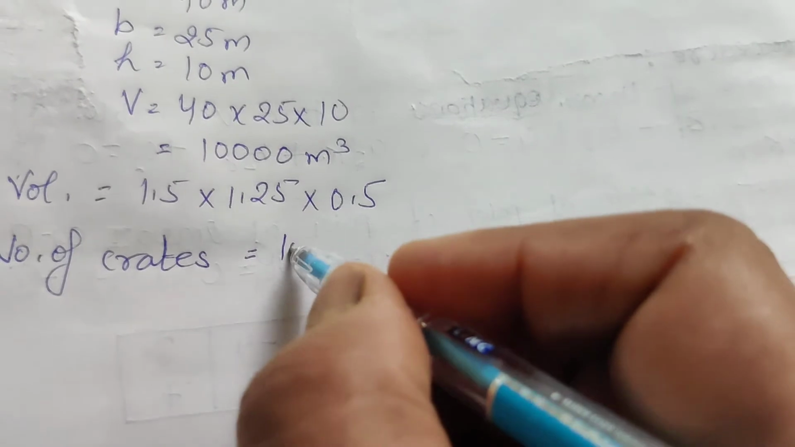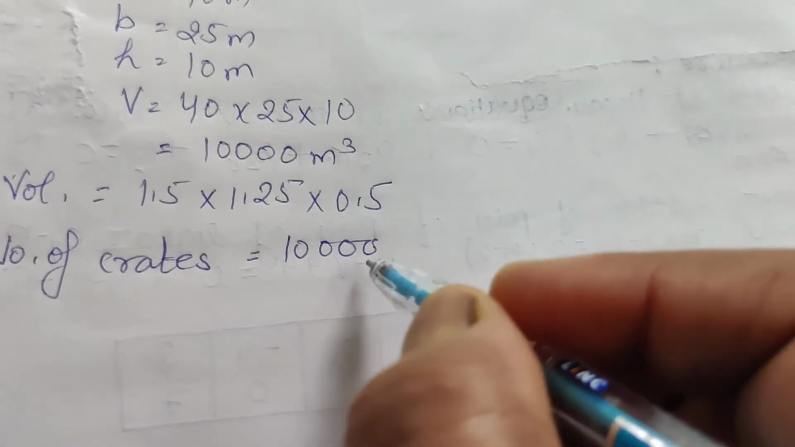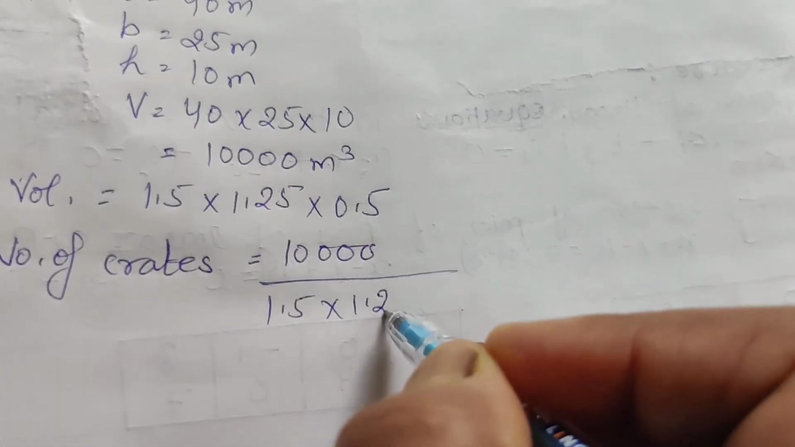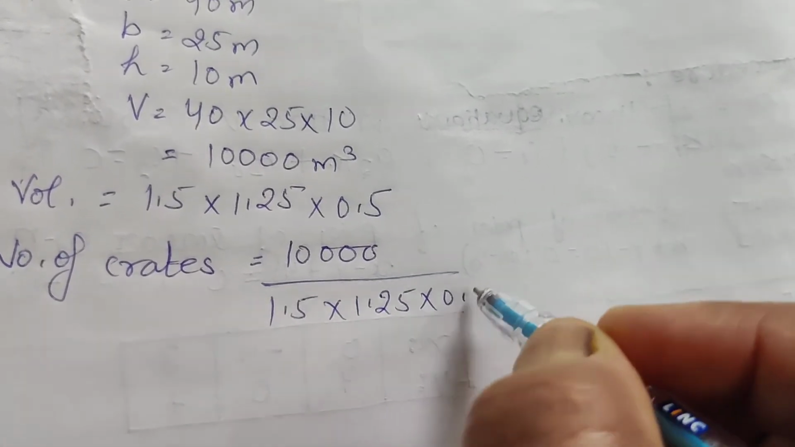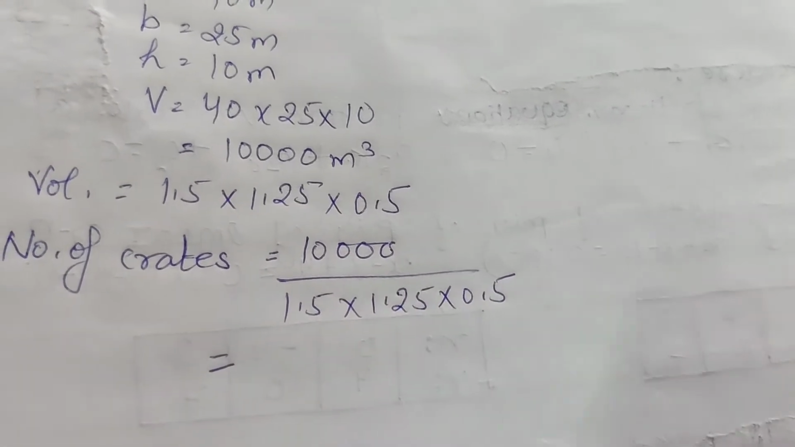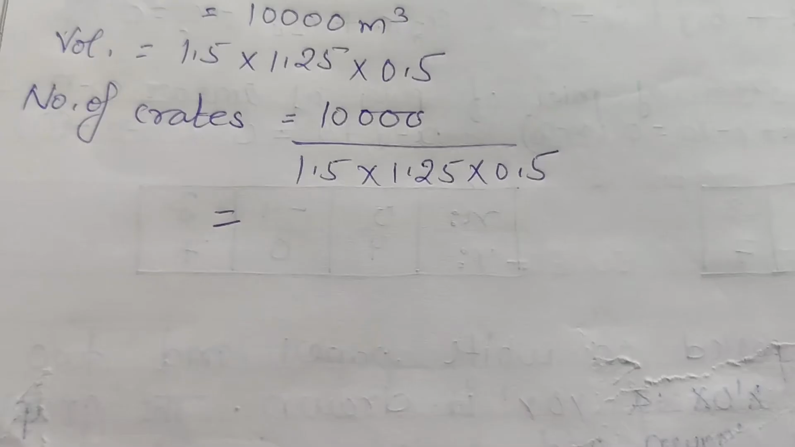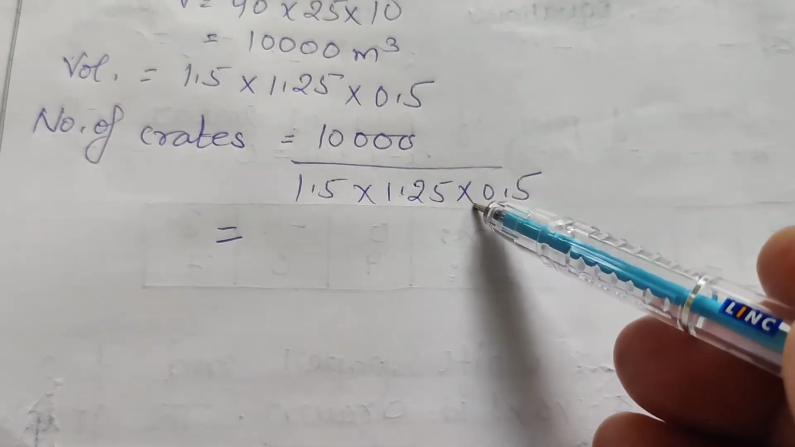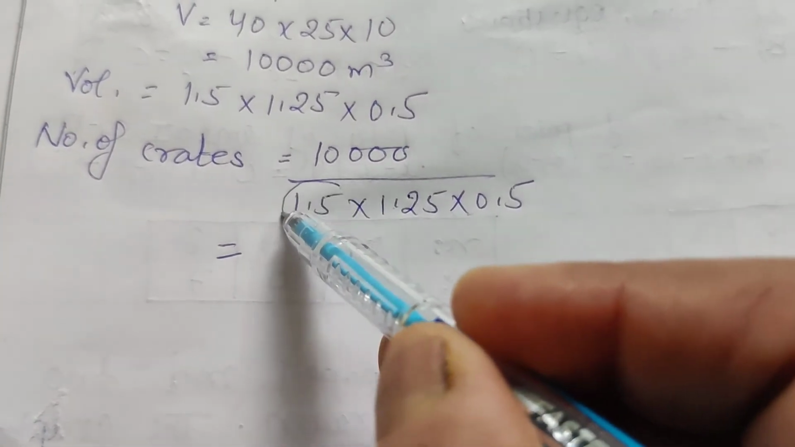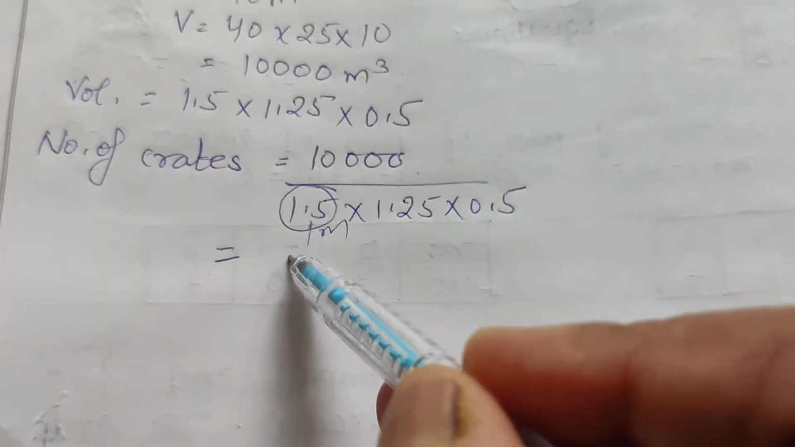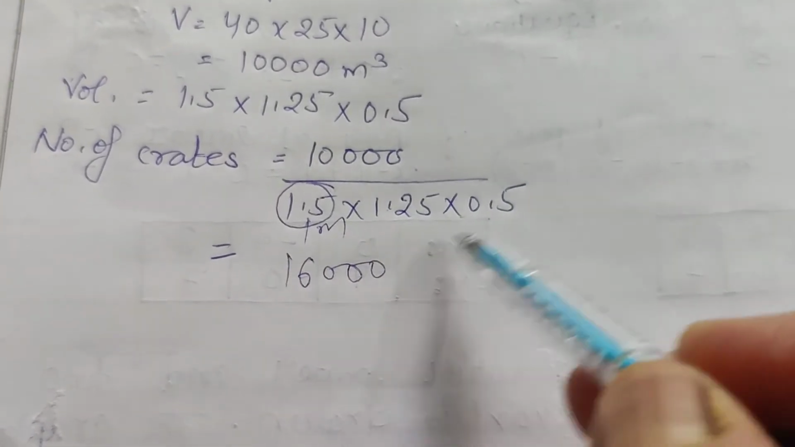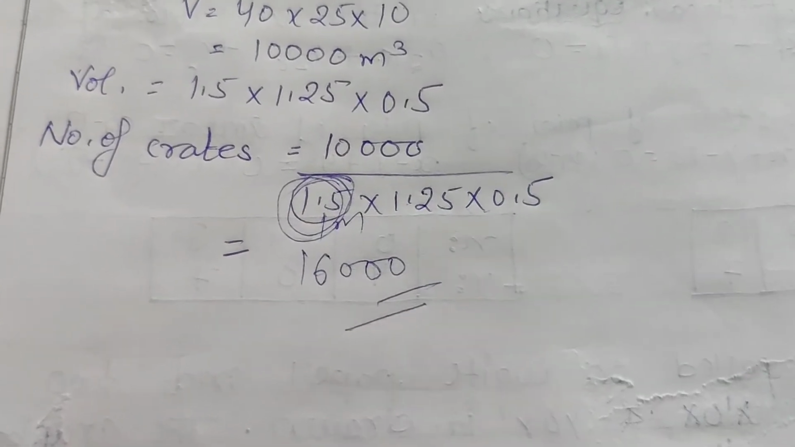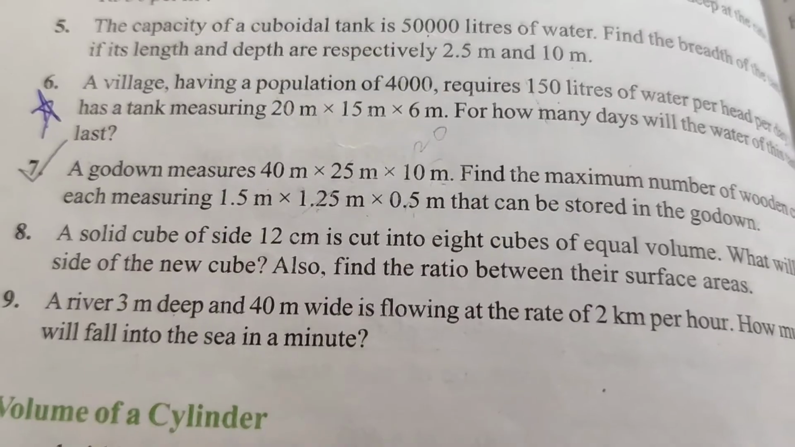equals volume of godown divided by volume of crate. You can get the number of crates. In the old book we get the answer in a fraction, and in the new book I think the height is 1 meter, so we get the answer 16,000 number of crates. This is the correction in the new NCERT book. Okay. Next, question number 8.